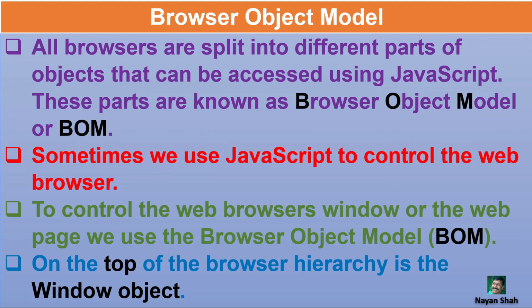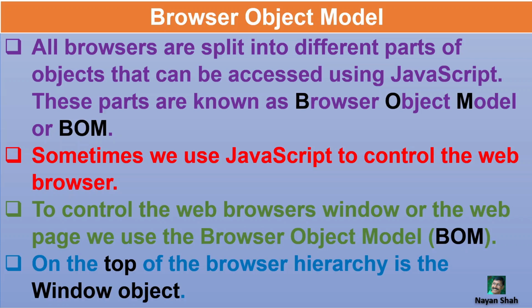Browser object model. This is a new topic, so you need to understand this with the utmost care: what is the browser object model and what it is used for. See, all the browsers are split into different parts of objects that can be accessed using JavaScript. You know, the work of JavaScript is to check everything on the web page. And you know that web pages are displayed in a browser. So the browser has got different parts. They are split into different parts.